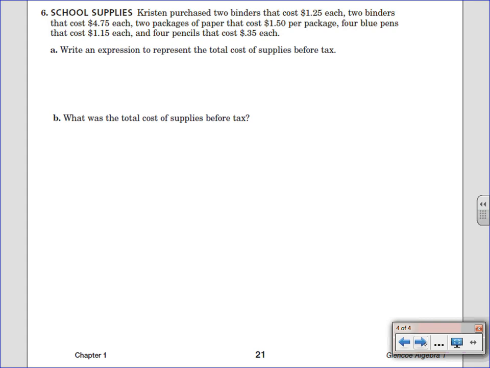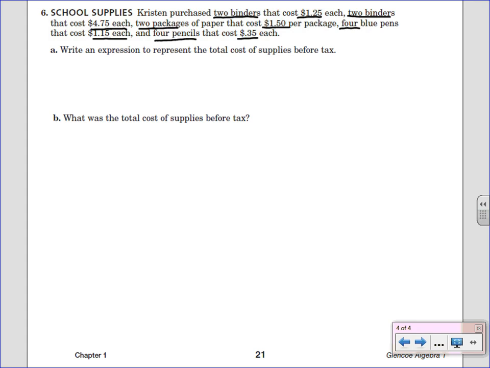Number 6, last problem of the page. Kristen purchased 2 binders that cost $1.25 each, 2 binders that cost $4.75 each, 2 packages of paper that cost $1.50 each, and 4 blue pens that cost $1.15 each, and 4 pencils that cost 35 cents each.